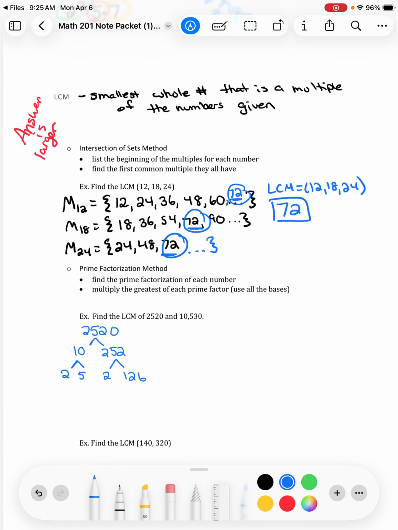252 I divided by 2. I divided by 2 again. That was odd, so I divided by 3. So I got 2 cubed times 3 squared times 5 times 7. Same thing for 10,530.